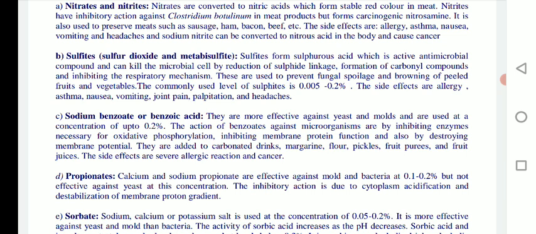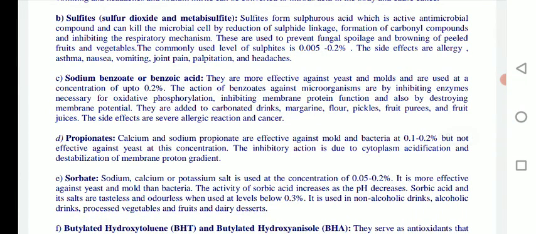So sulfites form sulfurous acid, which is an active antimicrobial compound and can kill microbial cells by reduction of sulfide linkages, then formation of carbonyl compounds, and inhibiting respiratory mechanisms. So these are used to prevent fungal spoilage and browning of peeled fruits as well as vegetables. And the commonly used level of sulfite is almost 0.005 to 0.2%.